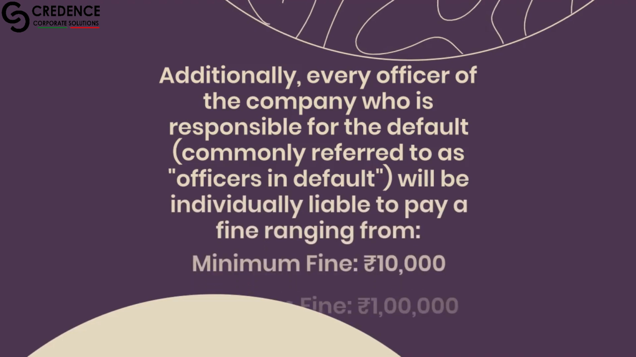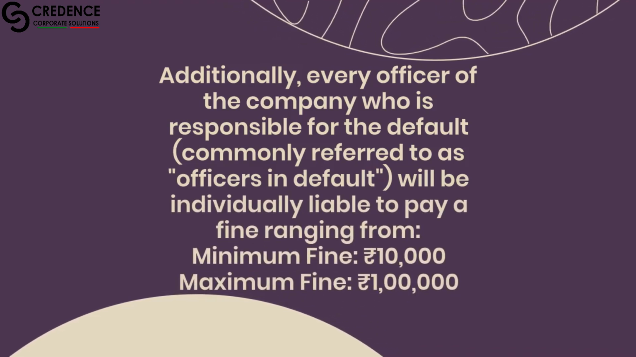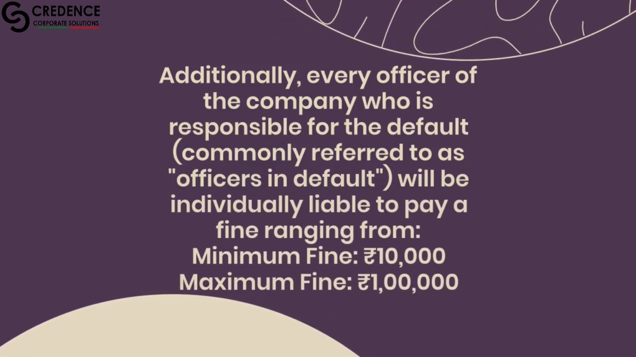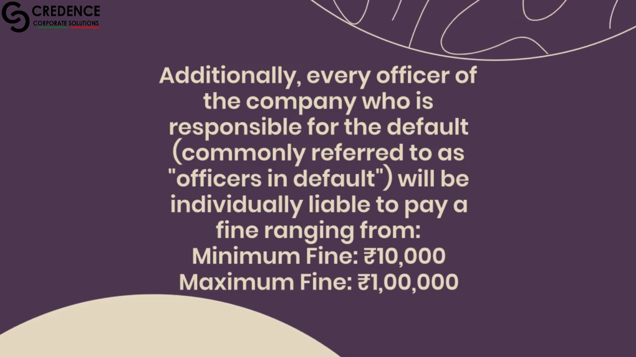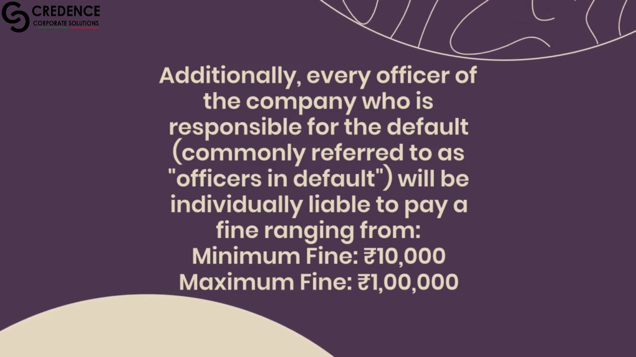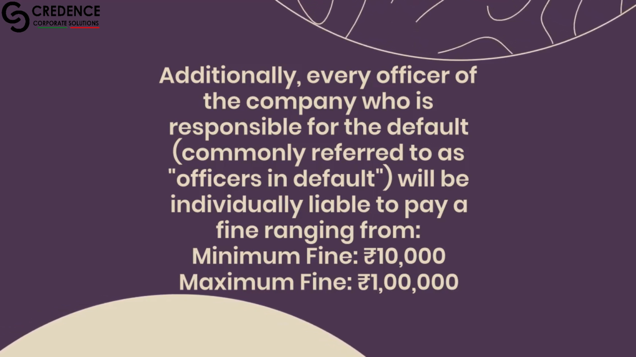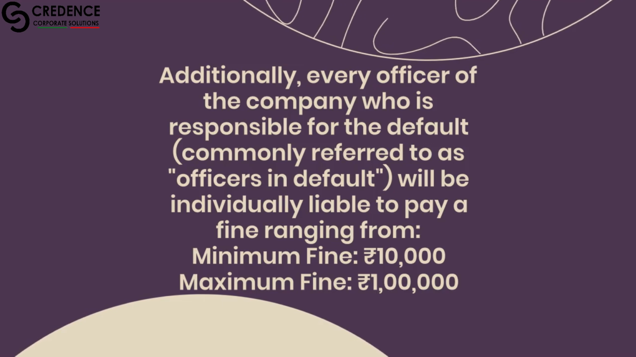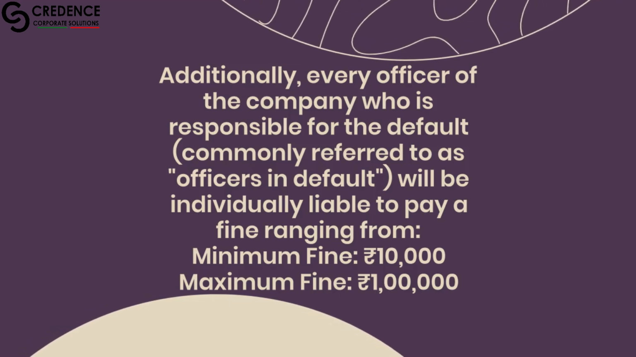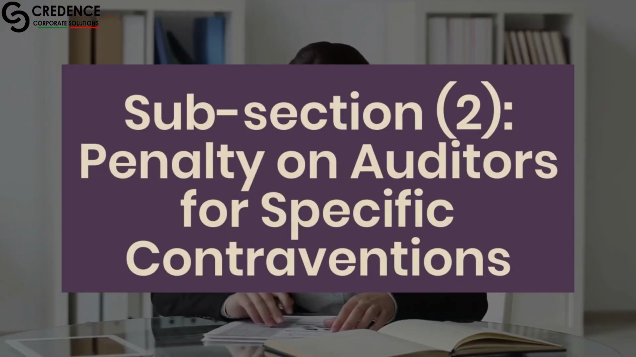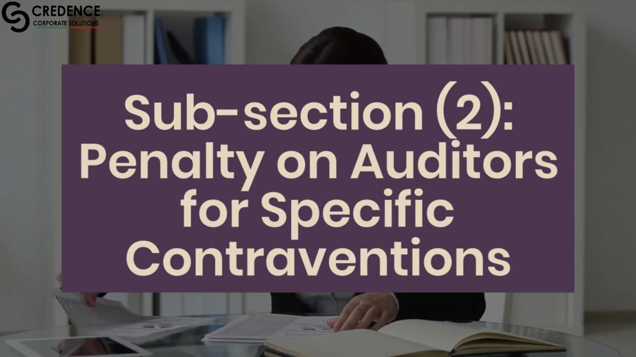Additionally, every officer of the company who is responsible for the default, commonly referred to as officers in default, will be individually liable to pay a fine ranging from minimum fine, 10,000 rupees. Maximum fine, 1 lakh rupees. Subsection 2. Penalty on auditors for specific contraventions.